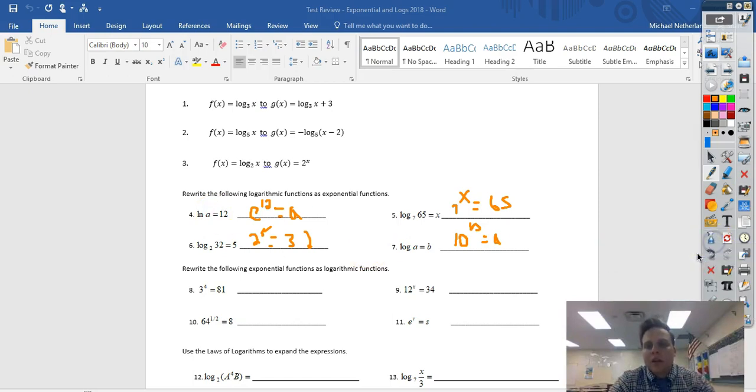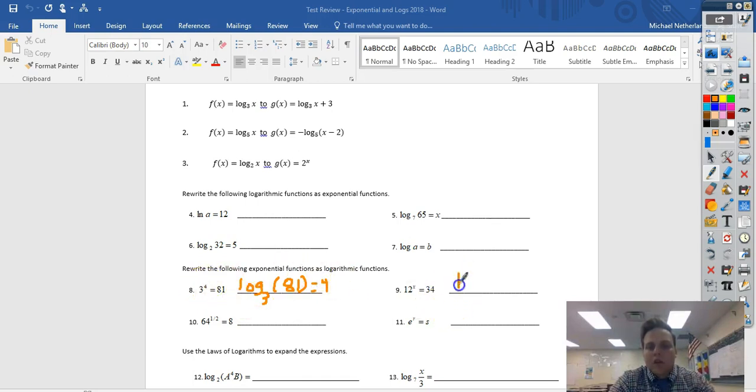Okay? Let's go on to problem 8. 8, we're just going the other way, from exponential to log. So we start off by writing the word log, and then we put the same base. So the base here is 3, so the base here is 3. Okay? Our output becomes my input, so that's 81. And my exponent becomes my output. So I switch my input and output, so to speak.